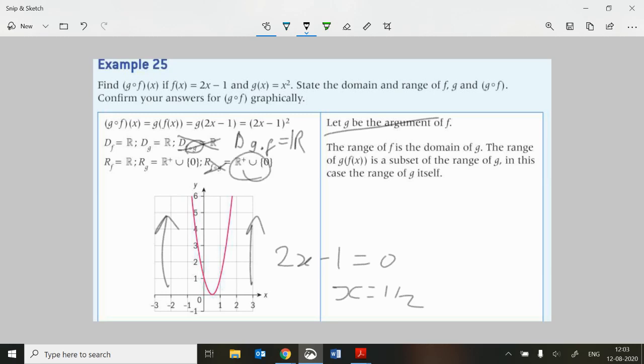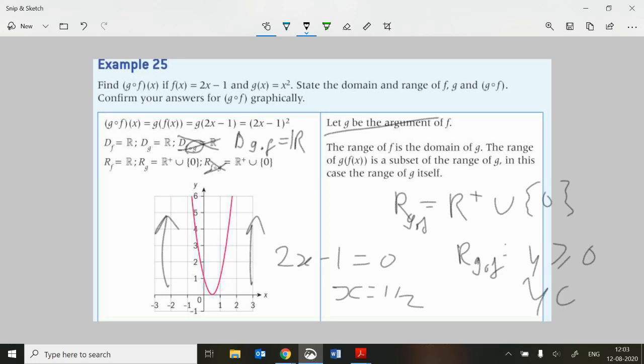Okay, you don't have to write this. If you don't like writing R plus and this range thing, range of g of f equals R plus union of 0 and so on, you can actually just say the range of g of f is such that y is greater than or equal to 0. And you could say where y belongs to the real numbers. So that's the condition that we have there.